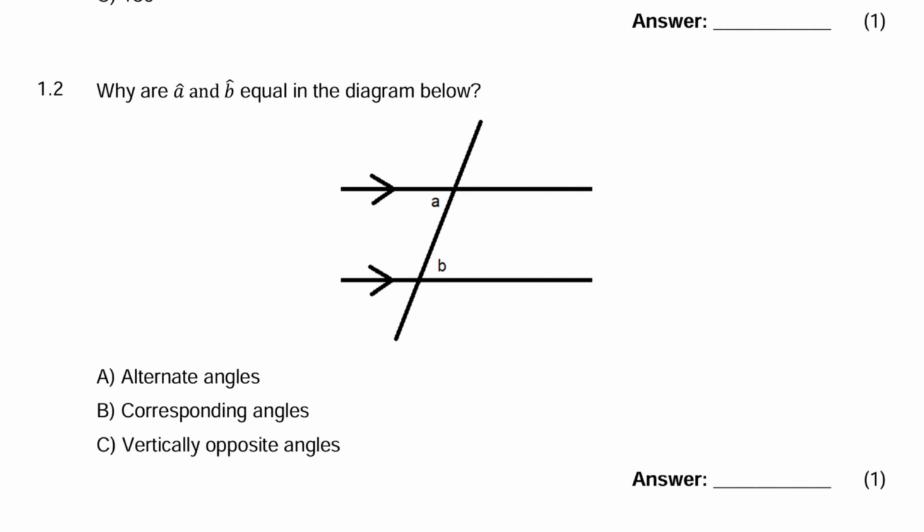Why are A and B equal in the diagram below? If we look at the shape that those two angles make, when you follow the lines to make those angles, we can see that it makes the letter Z. The letter Z is alternating angles.